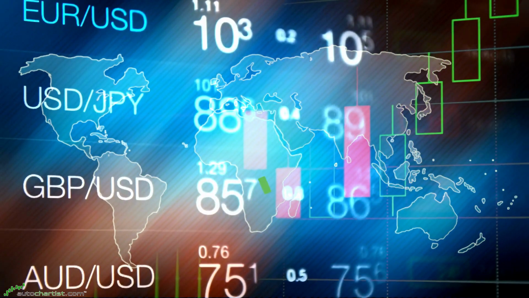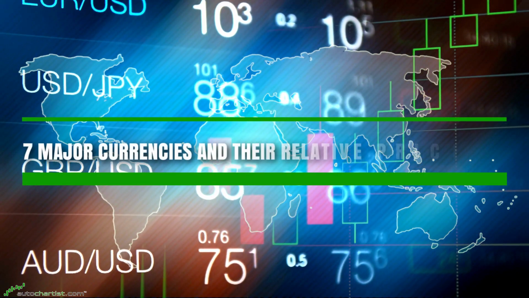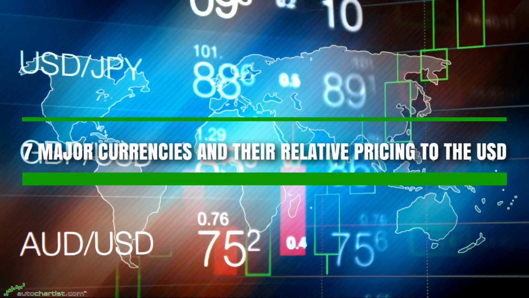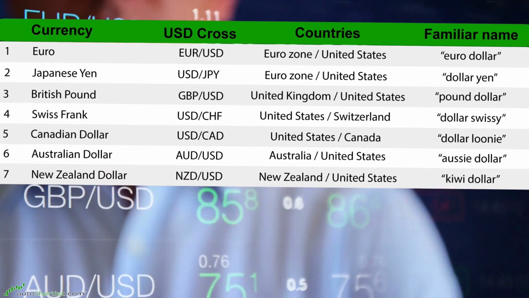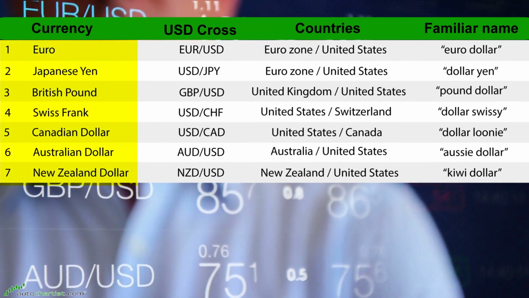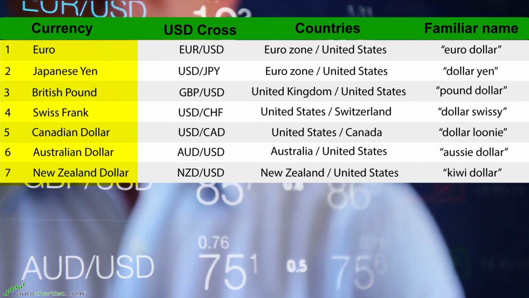Major currency pairs is a term for the leading currencies freely traded globally, and is made up of the 7 major currencies and their relative pricing to the USD. Major currency pairs are the most liquid and most commonly traded by Forex day traders.